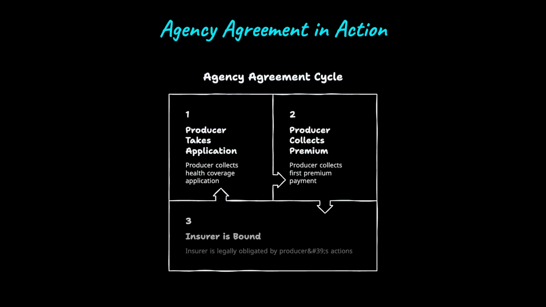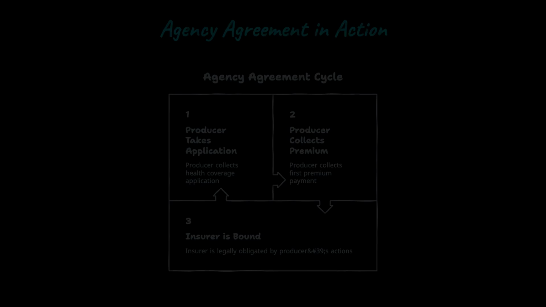Picture a producer whose contract states they may take health applications and collect the first premium. When the producer does exactly that, the insurer is bound, because it authorized those precise acts in writing, no guesswork required. The exam tests whether you can spot the source of the power.